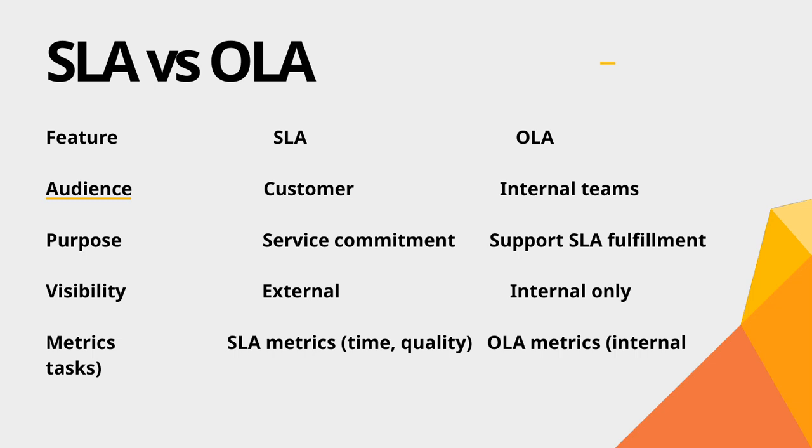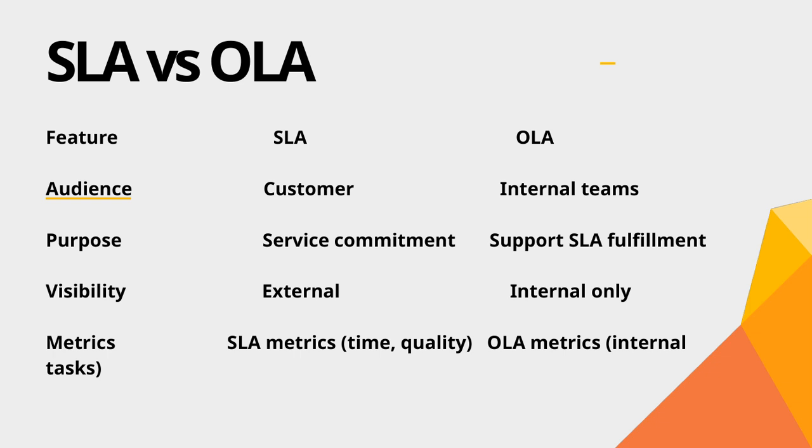Starting with the feature comparisons, the first point is the audience. For SLAs, the audience is the customer, the end user who relies on the service. In contrast, OLAs are intended for internal teams, the support staff or departments working behind the scenes. Next, the purpose. An SLA is primarily a service commitment. It defines what the customer can expect in terms of service quality or availability. OLAs, on the other hand, focus on supporting SLA fulfillment by setting internal expectations and responsibilities within the organization.